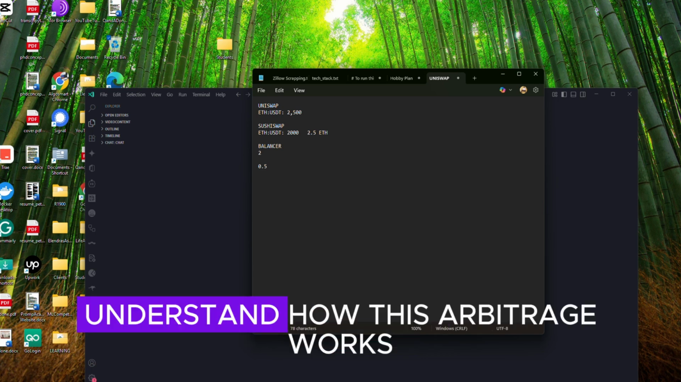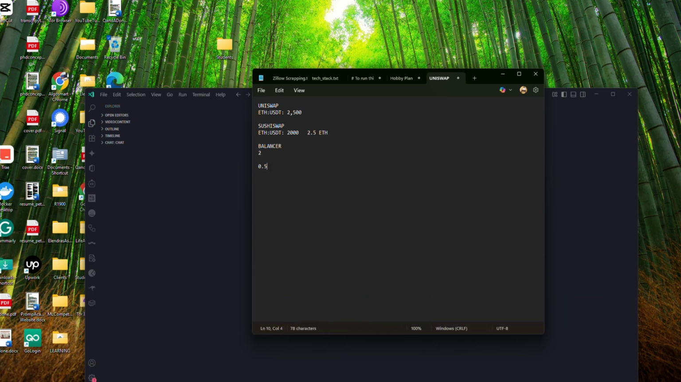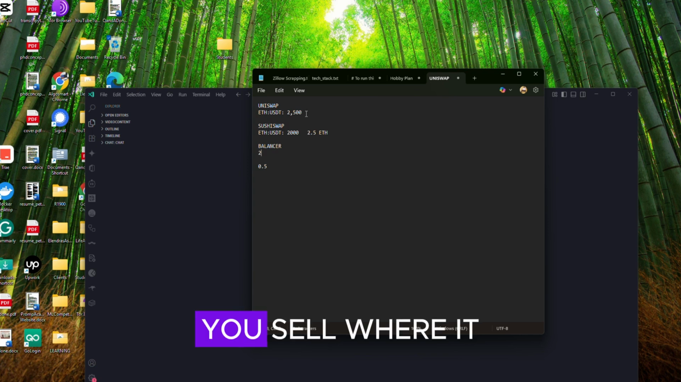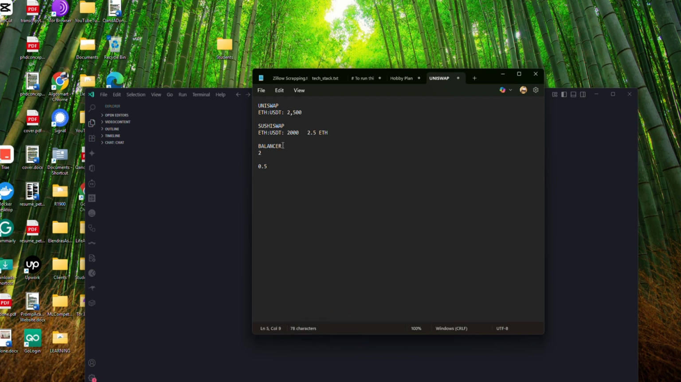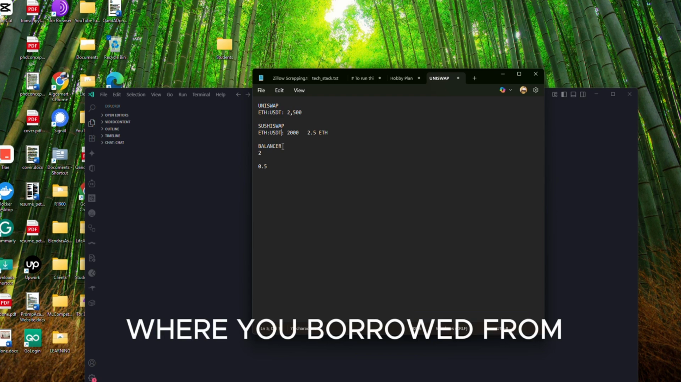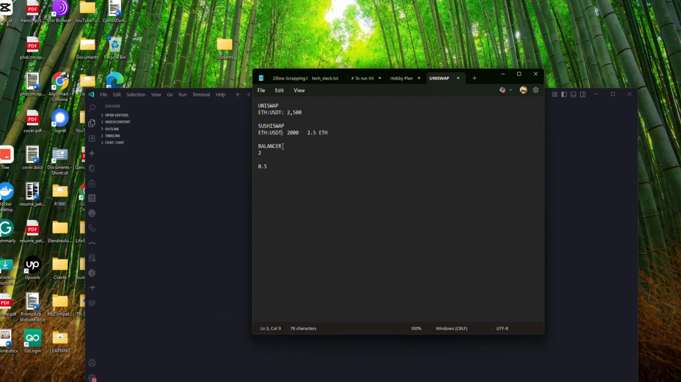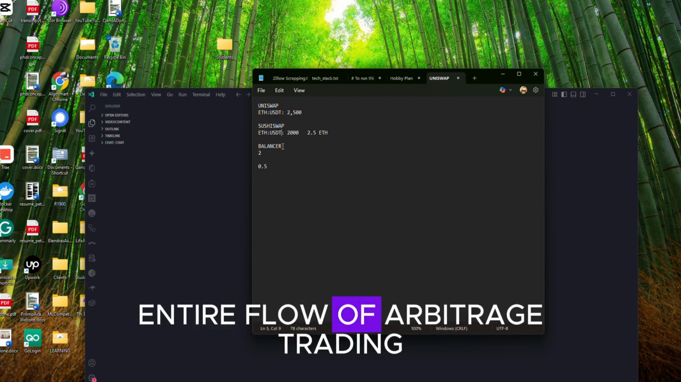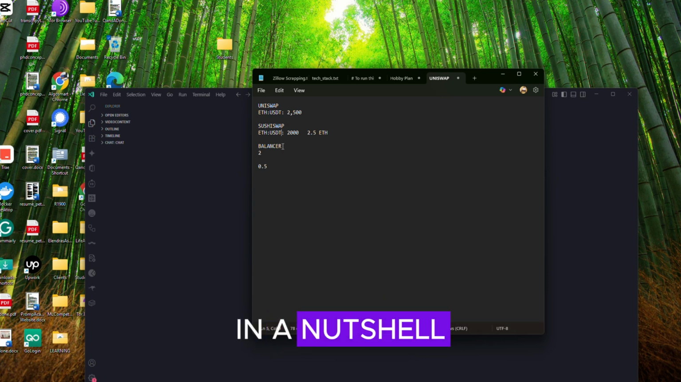So I hope you understand how this arbitrage works. You borrow the money, you sell where it is expensive, and then you buy where it is cheaper, and lastly, you refund where you borrowed from. So that is the entire flow of arbitrage trading in a nutshell.